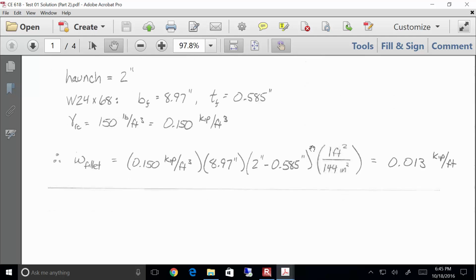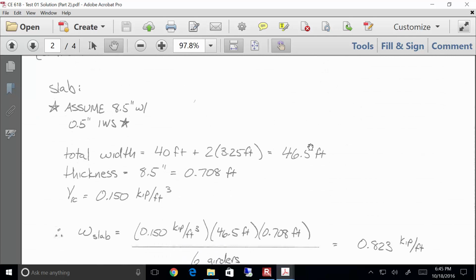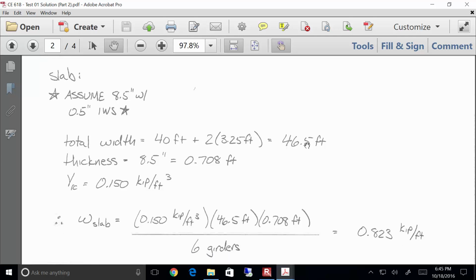Okay. Now the slab, I assumed 8.5 inches with a half inch integral wearing surface. So let's make sure we understand the dimensions here. We're calculating the area of the deck. The total width of that deck is 46.5 feet. And a lot of people had 35 feet because they were using the span length. Now we're looking at the total cross-sectional width, cutting a section through the bridge. So the total width is 46.5 feet. Here's the thickness, using the total thickness, incorporating that integral wearing surface. Plug and chug and you get 0.823 kips per foot.